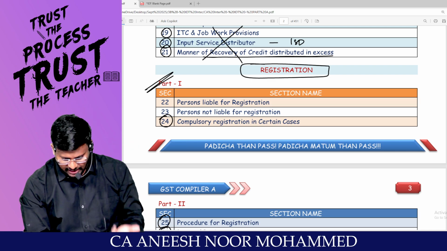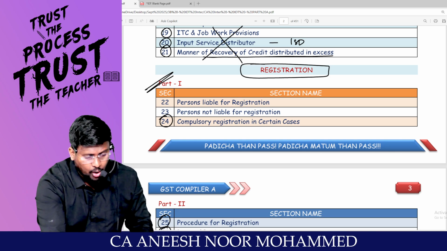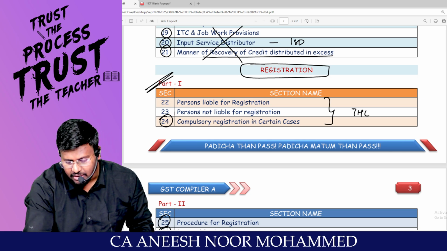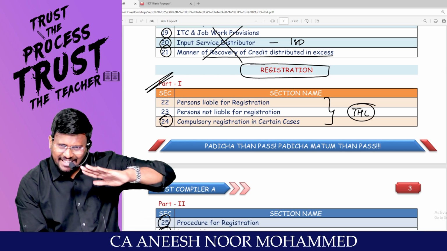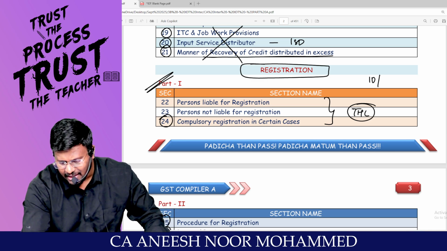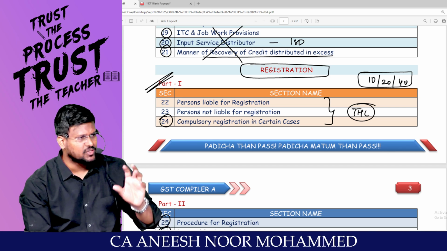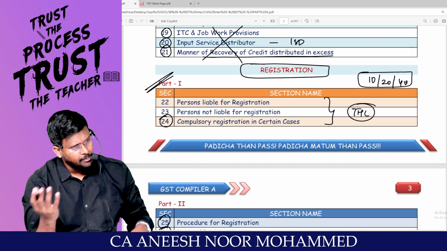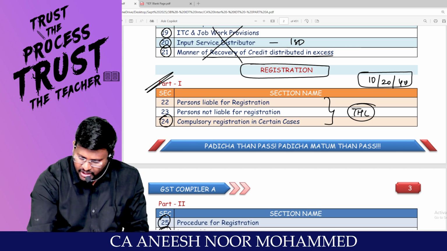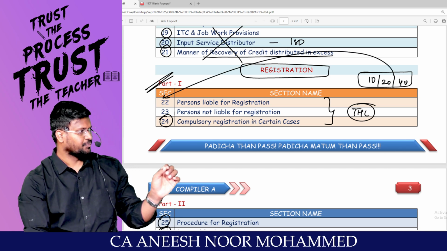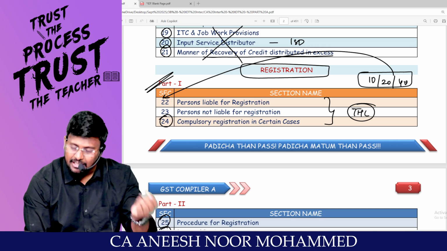Sir, in GST, whether I am liable to take registration or not is based upon the threshold limit. If my threshold limit exceeds either 10 lakh or 20 lakh or 40 lakh, as the case may be, that means for certain people 10 lakh, certain people 20 lakh, then you are liable to take GST registration as per section 22. So what section 22 is saying is that if your aggregate turnover, what turnover?